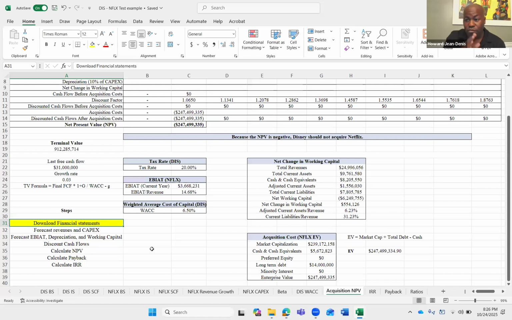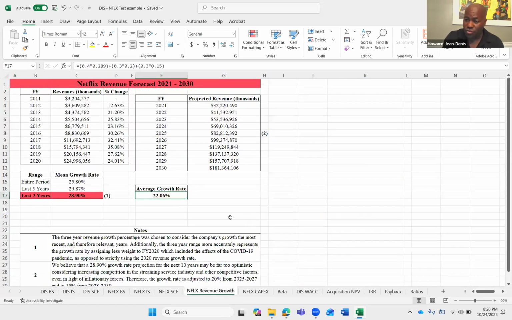So I want you to start by forecasting revenue and forecasting capital expenditures. Try to do both of them for 10 years, and I'll explain why a little bit later on. I'm going to show you how that's done, but you've seen this in class a couple times.